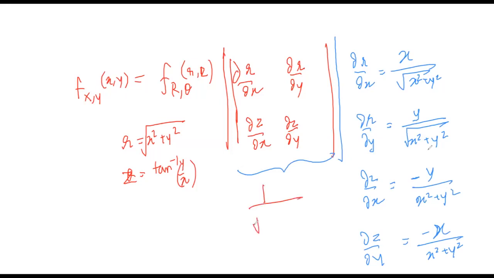it's coming out to be in terms of 1 by r. Actually it's 1 by r. So what we will get is the following: f of x comma y is equal to f of r comma theta times 1 by r. Okay, this is the idea we will get. There is a dx dy and dr dtheta over there, but this is the basic idea.